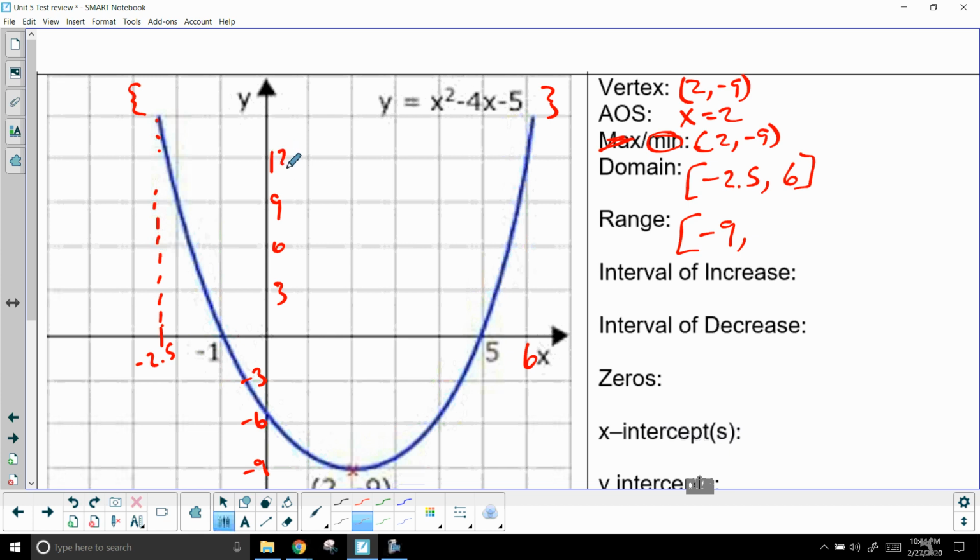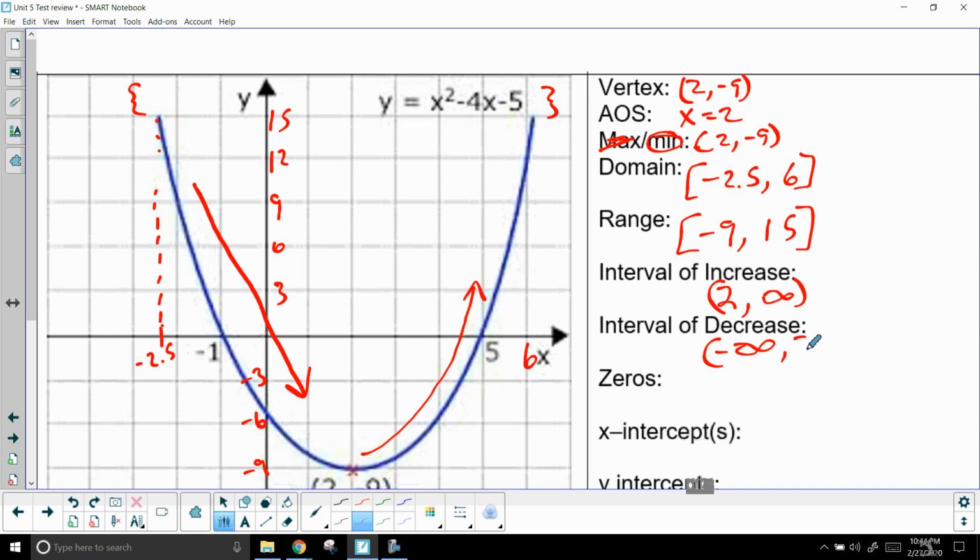Intervals of increase: it's flipped upside down, so when we get to the 2 is when we start to go uphill, and over here is when we've been coming downhill. So increasing, we're going to say from 2 to infinity. Decreasing is negative infinity to 2. Again, x values. Zeros, that's easy. 5 and -1, so -1. I'm going to use fancy brackets for this. X-intercepts should be -1, 0, because it crosses the x-axis at these points.